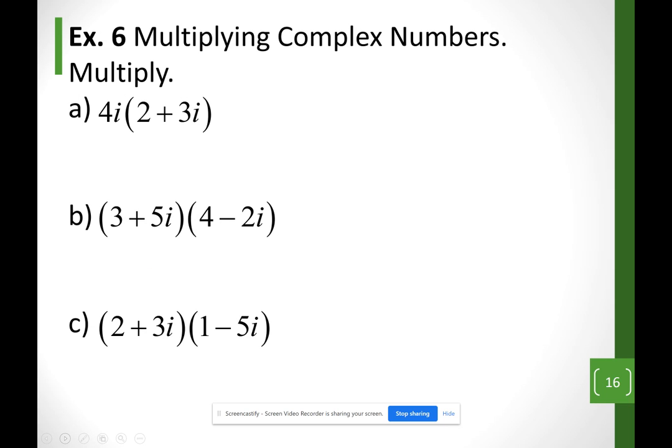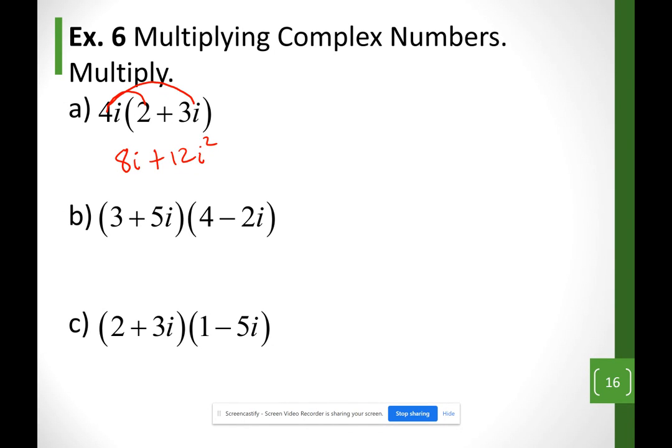Now, what if we multiply? Let me multiply the 4i to the first term. I'm just going to multiply numbers with numbers and letters with letters. So that's going to give me 8i. Let me multiply 4i with the 3i. That's going to give me plus 12i to the second.